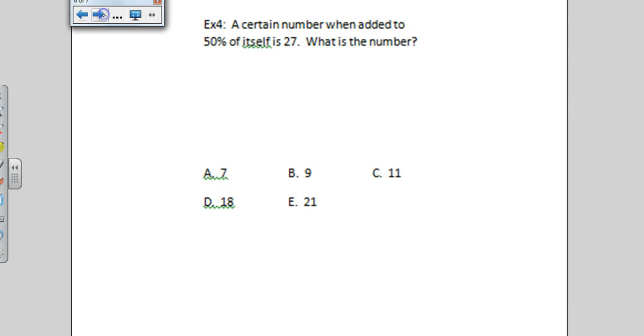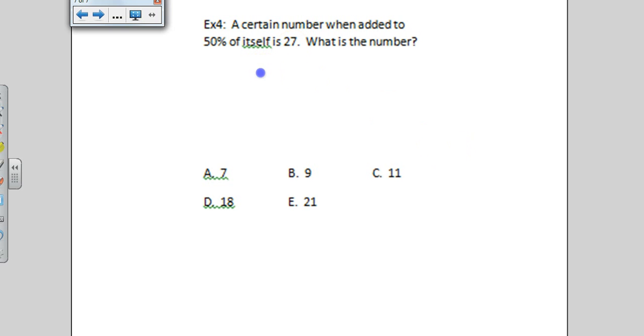And one more example. A certain number, when added to 50% of itself, is 27. What is that number? Now you could plug and chug from the answers, but it is a good skill to be able to convert, because sometimes it is quicker to convert it to an algebraic problem.